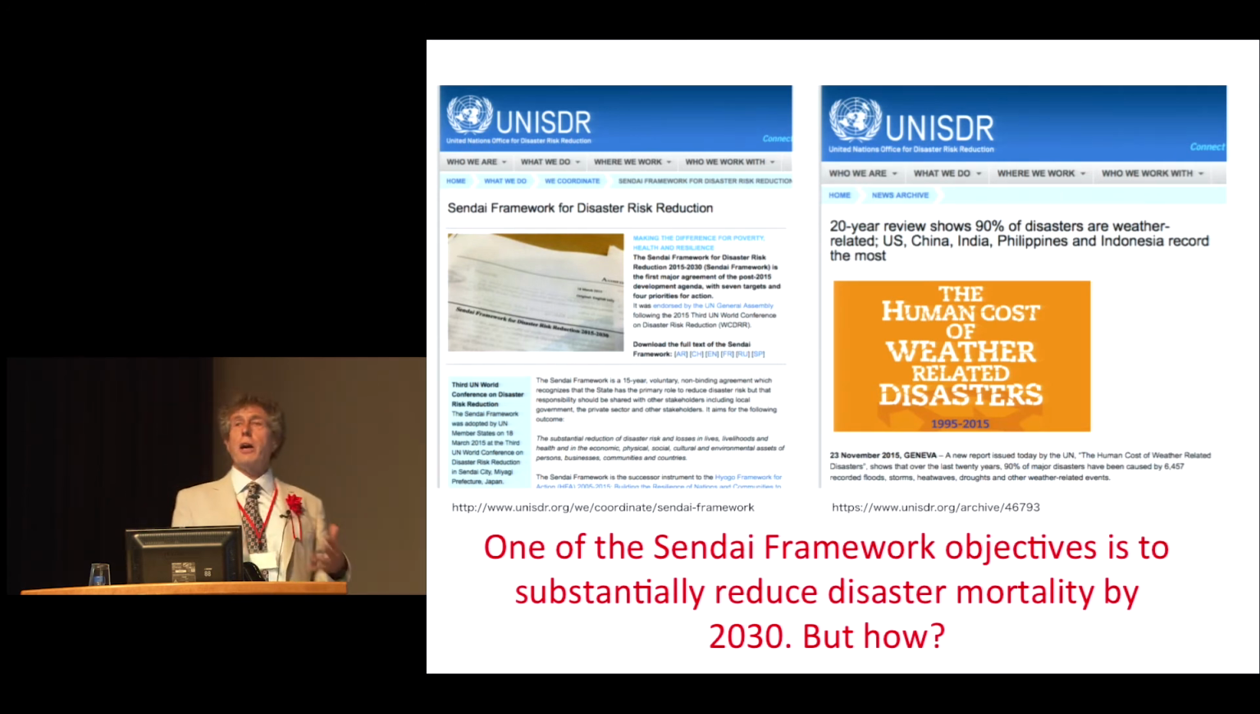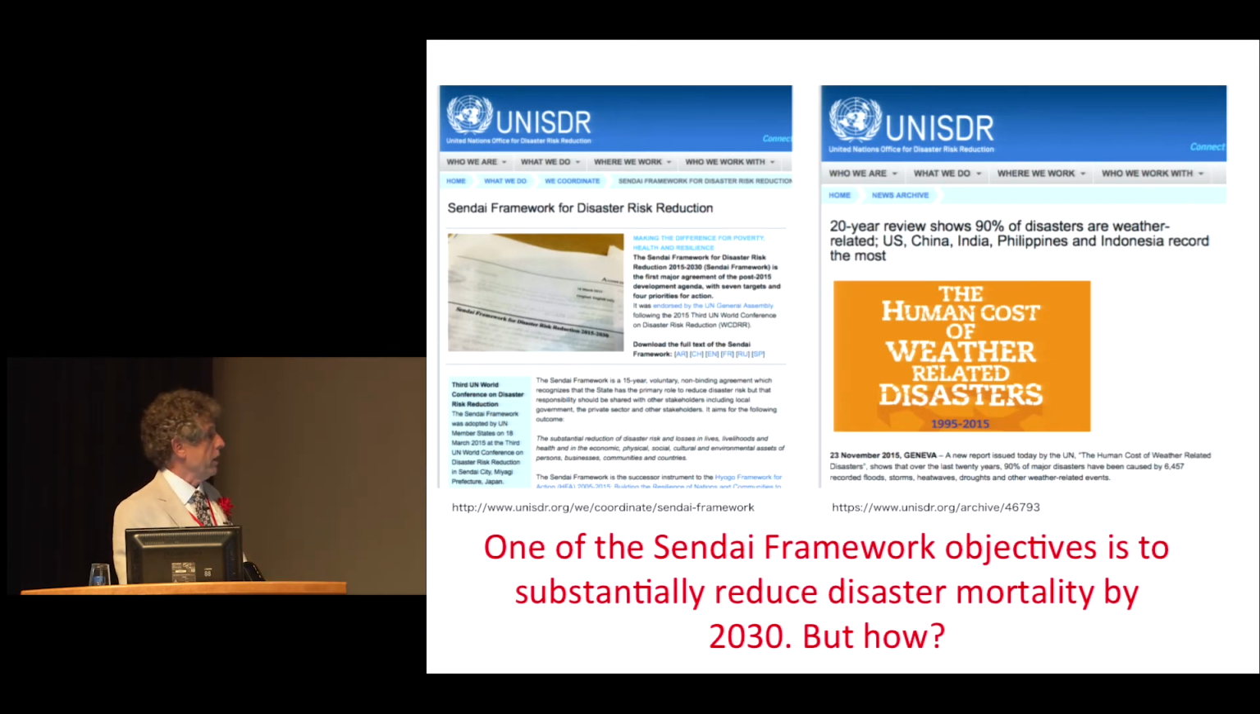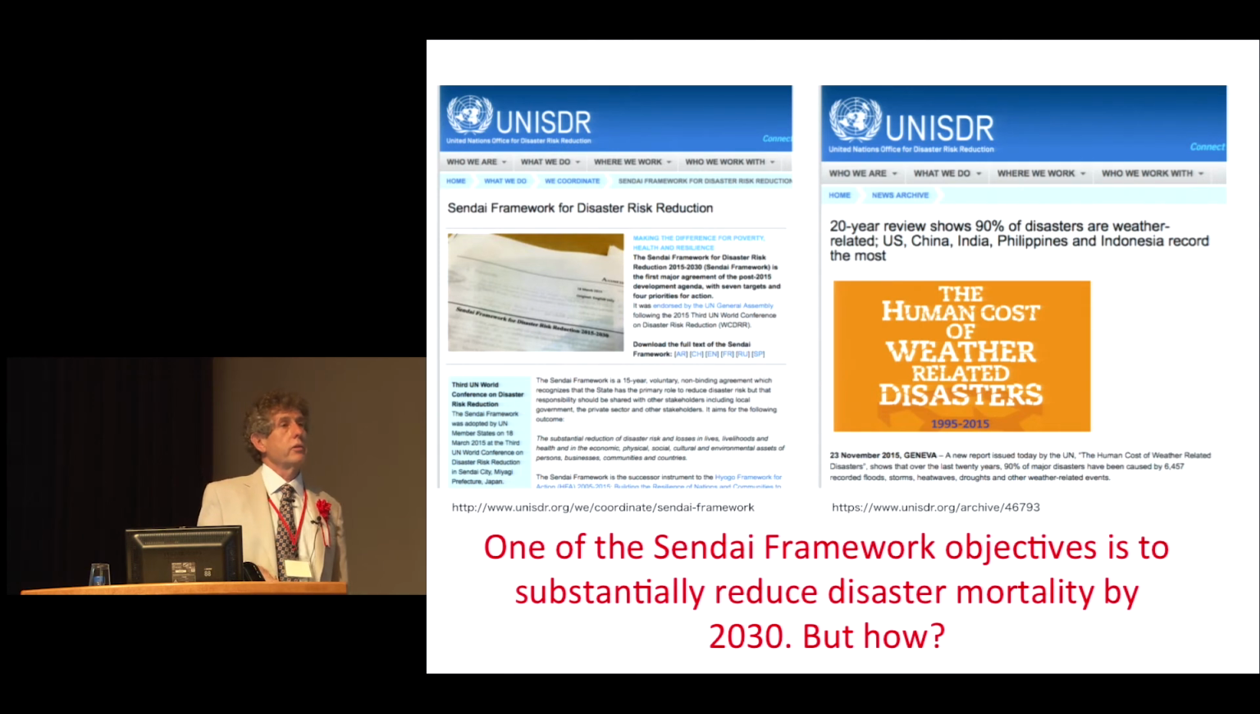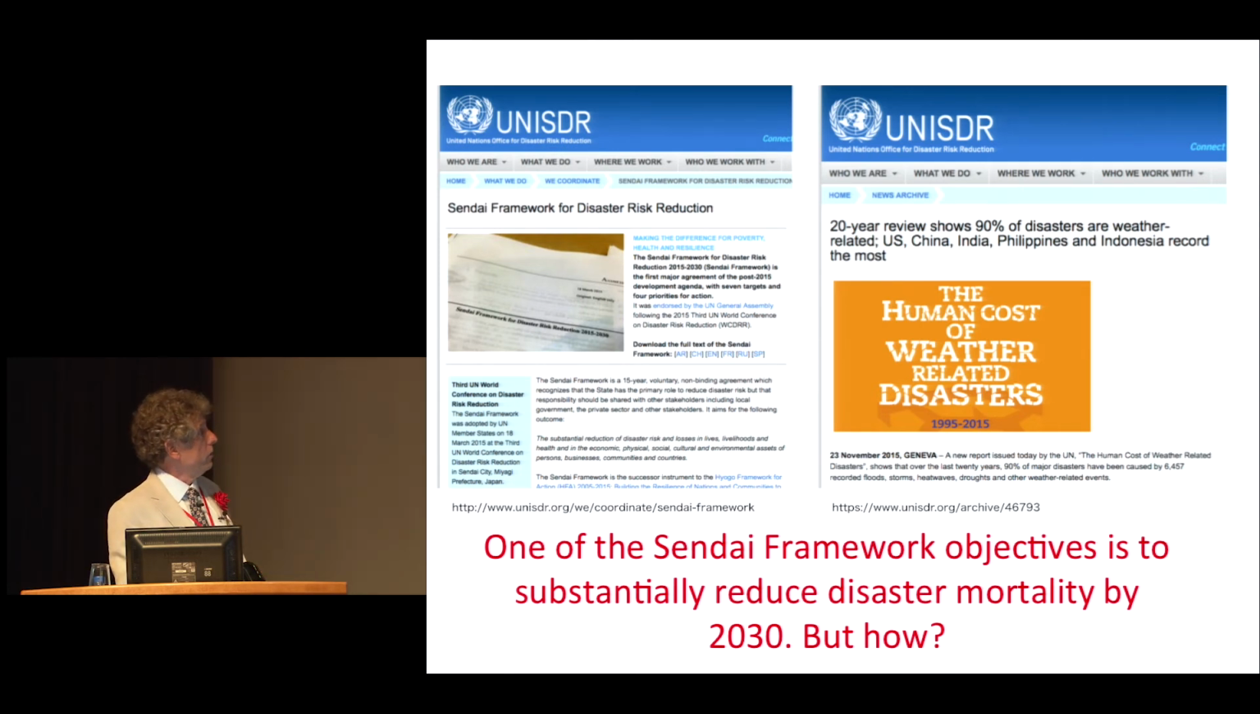It sets out some objectives that society worldwide should have in disaster risk reduction. And one of the objectives is to substantially reduce disaster mortality, deaths from natural disasters, by 2030. But how will we do that? Now, the first thing I want to say is, according to the United Nations Office for Disaster Risk Reduction, 90% of disasters are weather-related. There are obviously earthquake-related disasters as well, and these are important, but most of the disasters are actually weather-related.